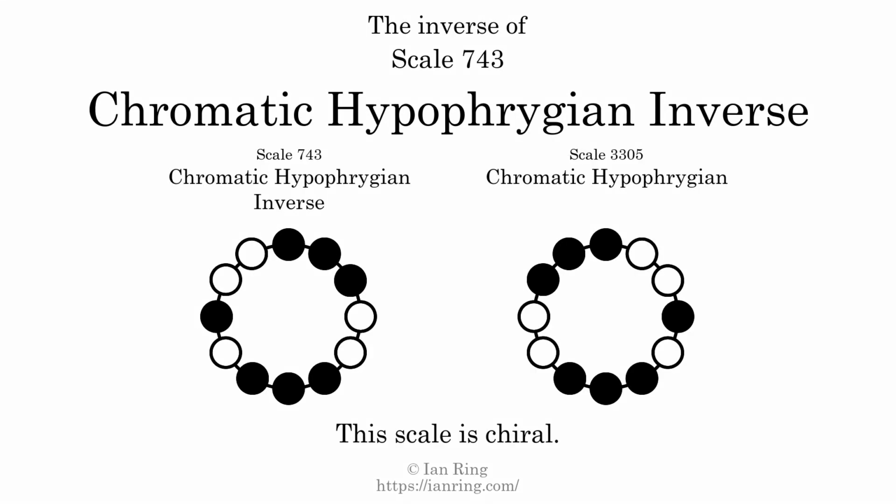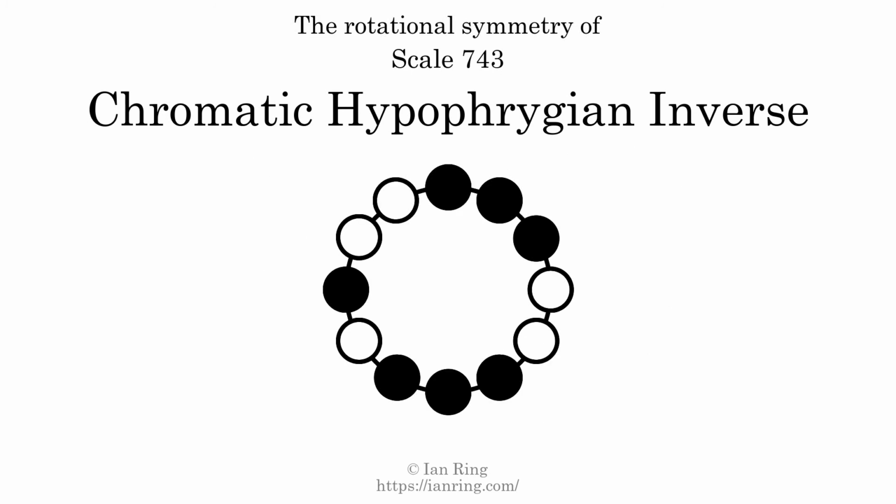The inverse of a scale is a mirror image. It is what you get when the sequence of intervals is reversed. The inverse of this scale is scale 3305, also known as Chromatic Hypophrygian. This scale is chiral. It cannot transform into its inverse by rotational transformation. This scale has no rotational symmetry.